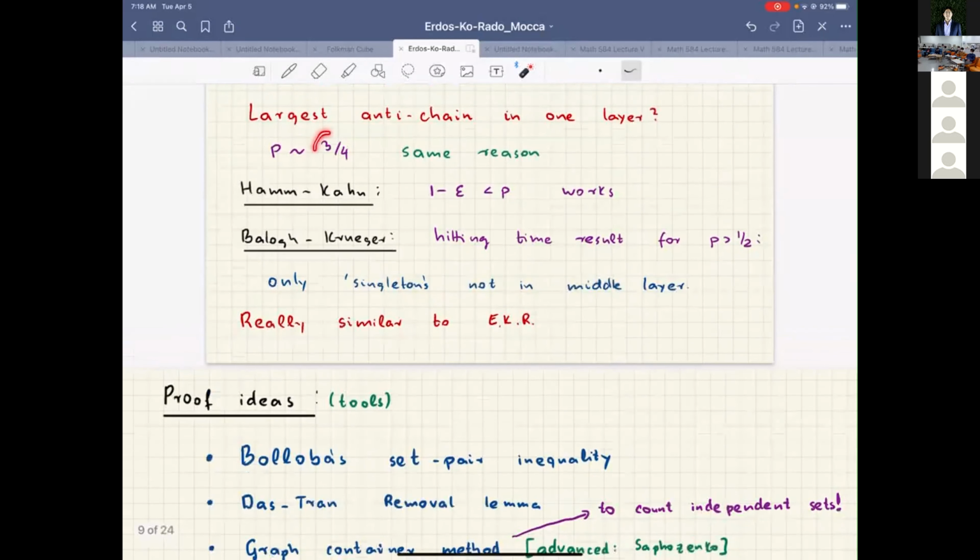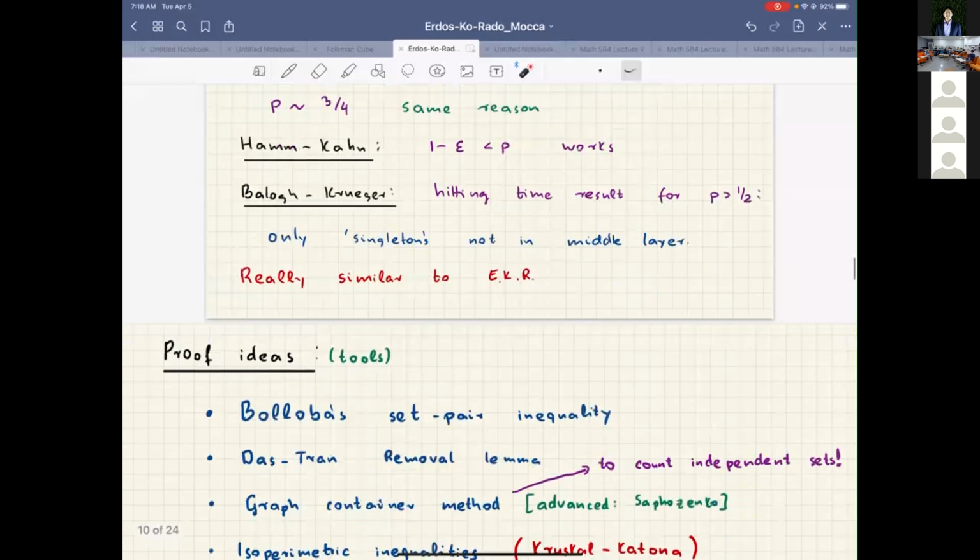So note that here I said that the difference should be at 3/4, and here I'm claiming that we are proving the hitting time result at 1/2. So the hitting time results are along the lines that when p is larger than 1/2, then the perturbations are coming just that we have sets which are just above the middle layer, which we can add, and I call them singletons because they are far from each other in this graph theoretic distance that I had for the extremal.